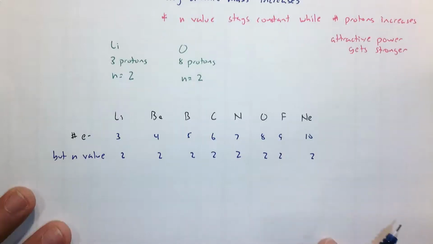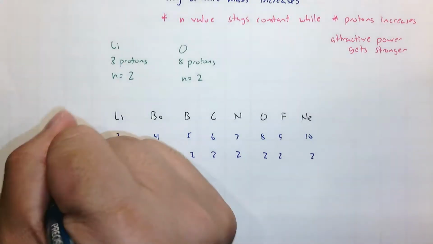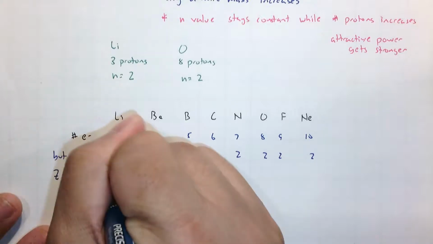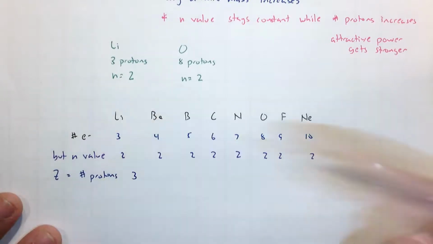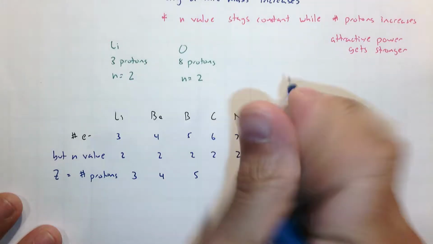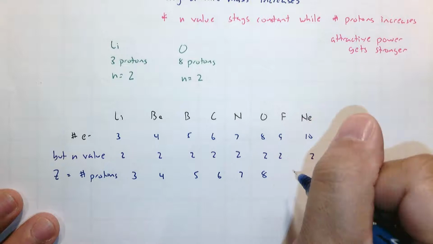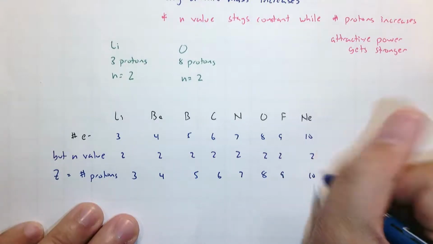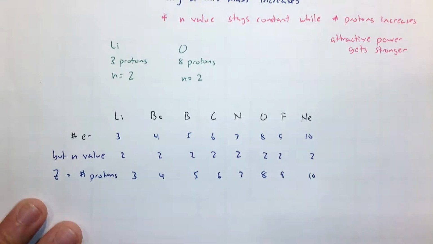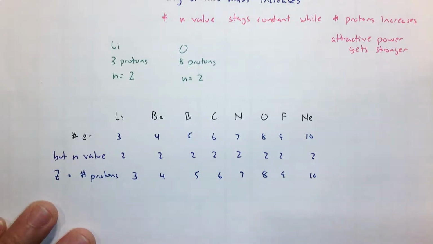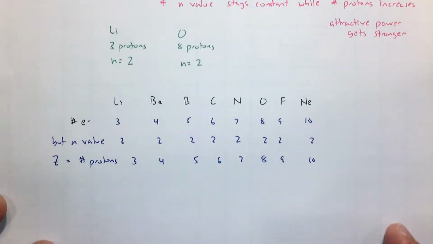The Z value. Do you remember what the Z value is? The Z is the number of protons, the atomic number, and that's the same as the number of electrons. The pulling power gets stronger as you get larger in Z, and the radii thus become smaller. And here are the real numbers.